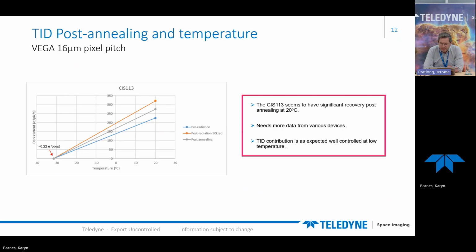We also did a post-annealing test with temperature on the CIS113 detector, and we can see a significant recovery post-annealing. Obviously, it's only on one detector, and we will need more data to do a proper synthesis. And we can see, as expected, that the dark current pre and post radiation are better under control with temperature.